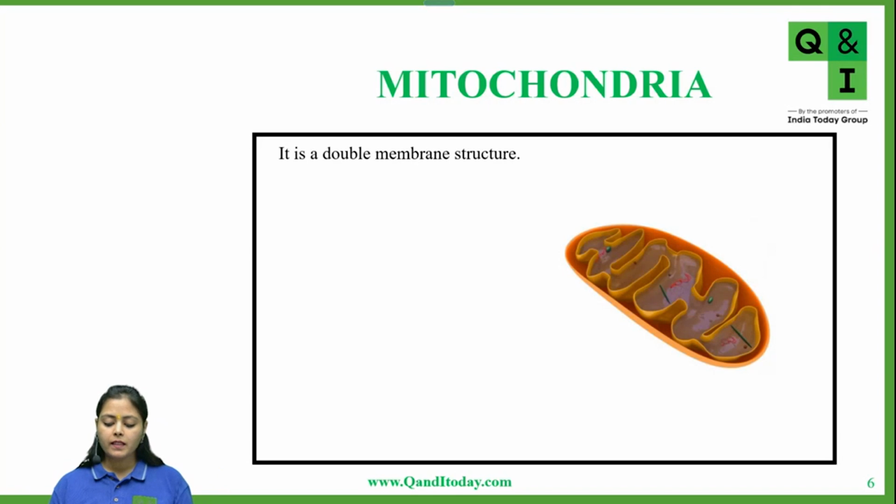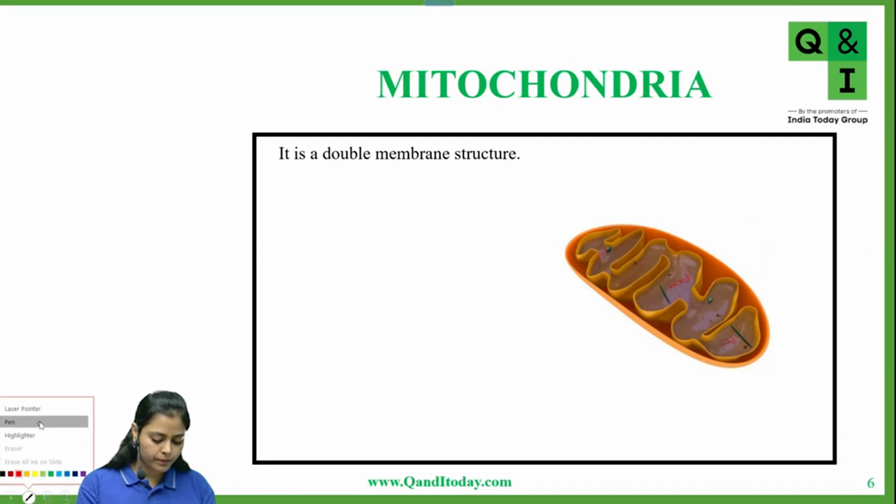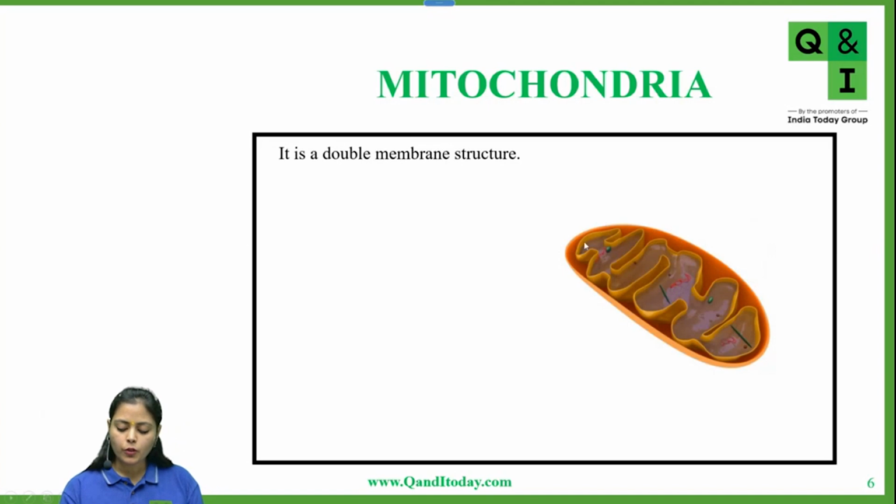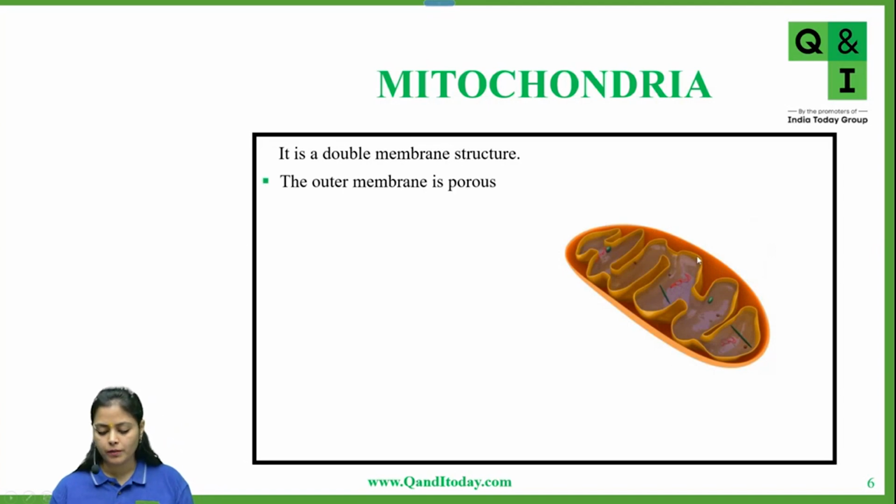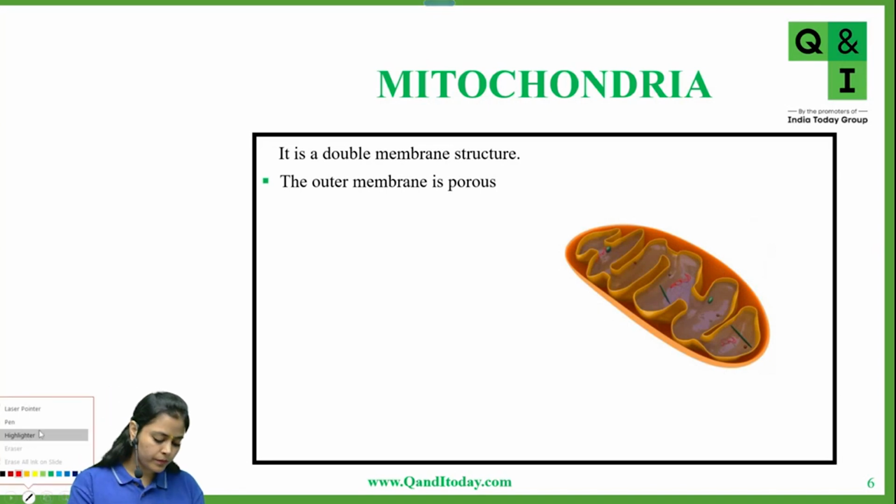So mitochondria is a double membrane structure. That means it has two membranes present on it. You can see this is a double membrane structure. The outer membrane is porous. So this is the outer membrane. The outer membrane is porous.